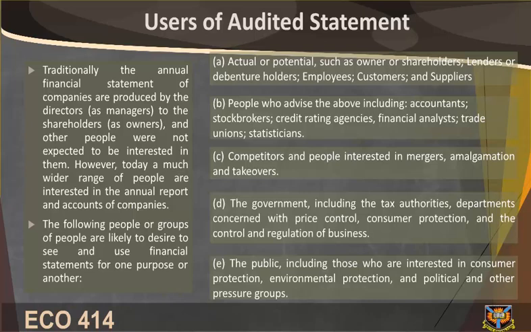B. People who advise the above, including accountants, stockbrokers, credit rating agencies, financial analysts, trade unions, statisticians. C. Competitors and people interested in mergers, amalgamation and takeovers. D. The government, including the tax authorities, departments concerned with price control, consumer protection, and control and regulation of business. E. The public, including those who are interested in consumer protection, environmental protection, and political and other pressure groups.